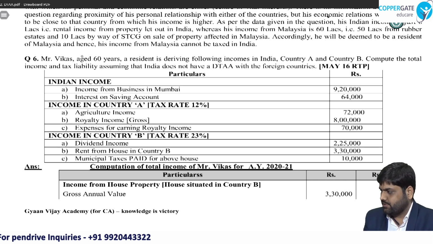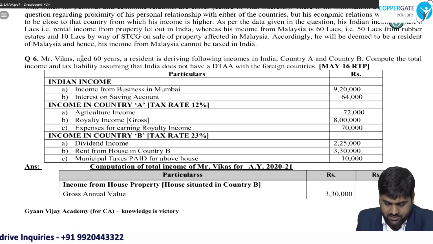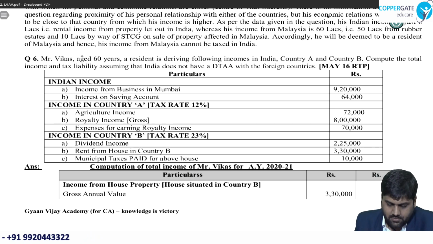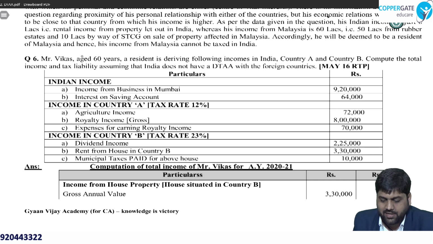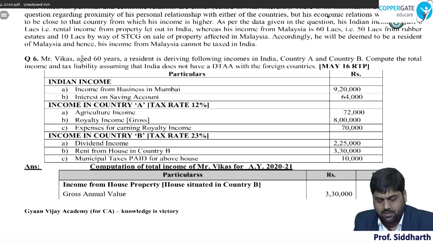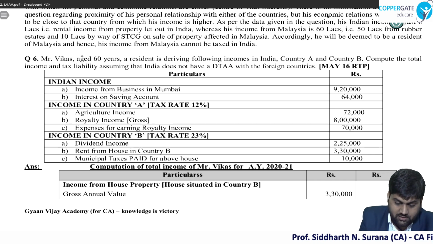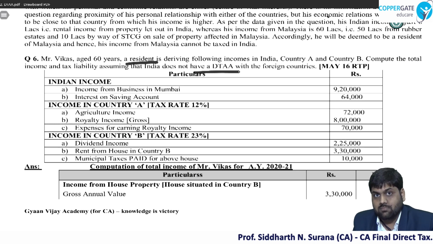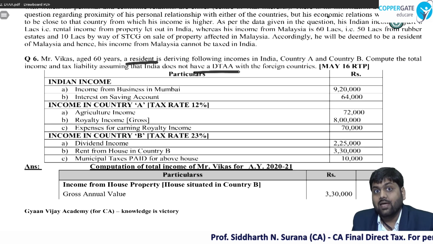The question that we left in between, question number 6, page number 5. Mr. Vikas, age 60 years, resident, is deriving the following incomes in India, country A and country B. Compute the total income and tax liability assuming that India does not have a DTAA with the foreign countries. No DTAA. So listen, resident and no DTAA. That means foreign income, foreign tax, no DTAA and resident.